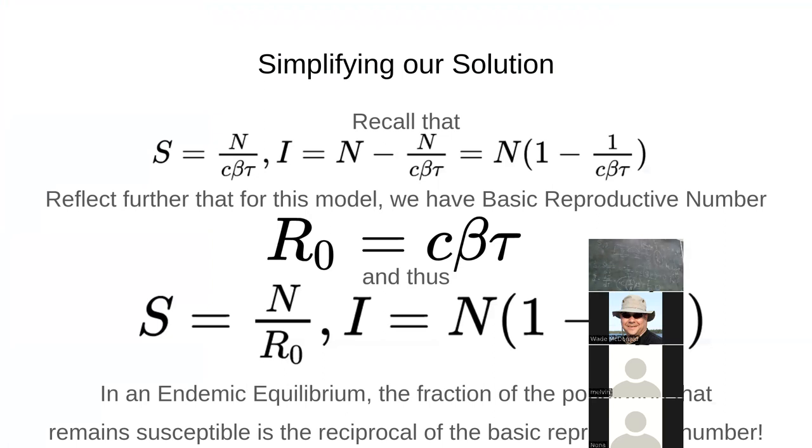What is the case is if you have an endemic infection spreading, the fraction that remains susceptible has to be such that the effective reproductive number is 1, and that will typically mean the fraction of the population that is susceptible is 1 over the basic reproductive number.